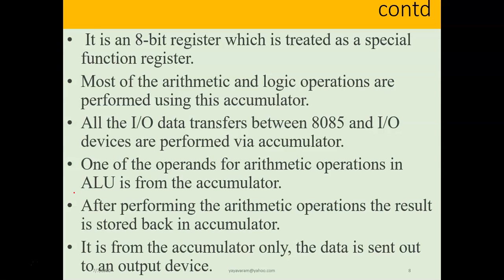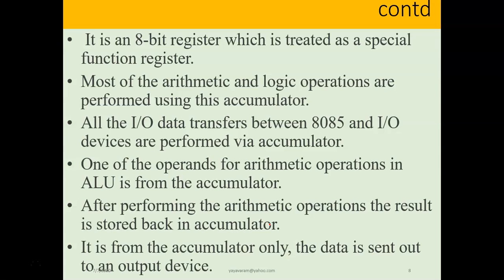So now let us come back to this. One of the operands for arithmetic operations in ALU is from the accumulator. While performing the arithmetic operations, one of the data operands will be in the accumulator only. Even after performing the arithmetic operation, the result is stored back in the accumulator. Remember, for example, ADD A, B. When I have the instruction ADD A, B, after adding the contents of A and B, the result is stored again in the accumulator only.